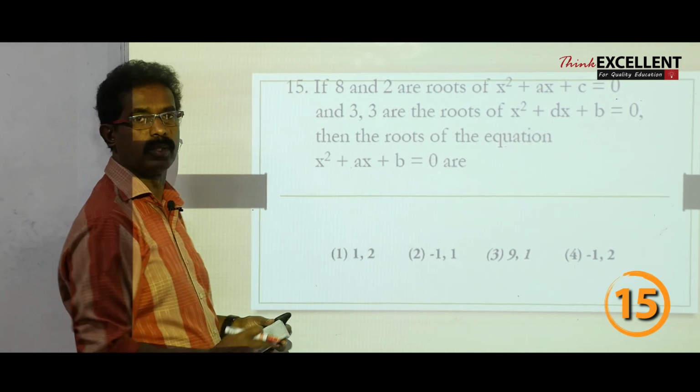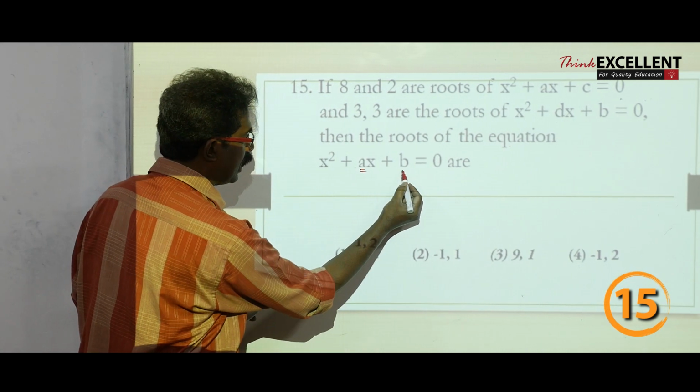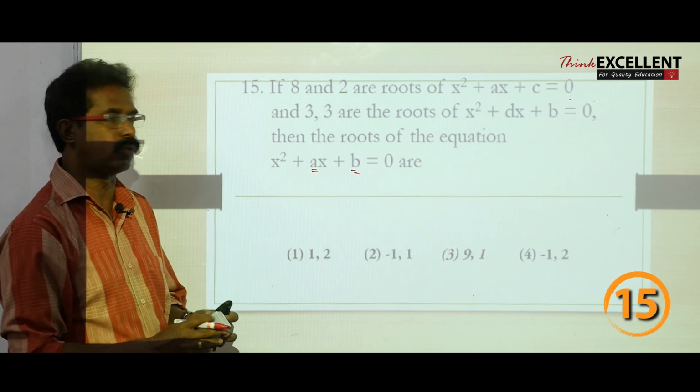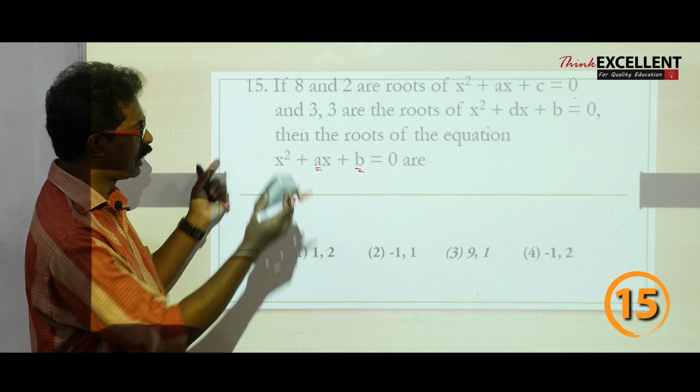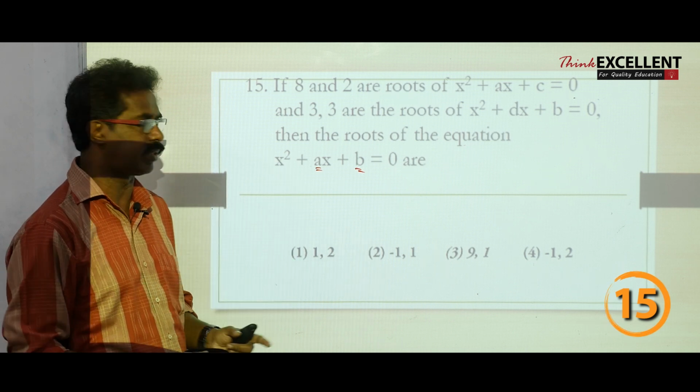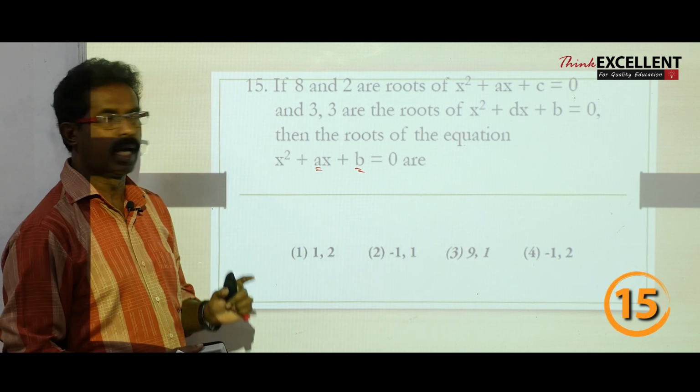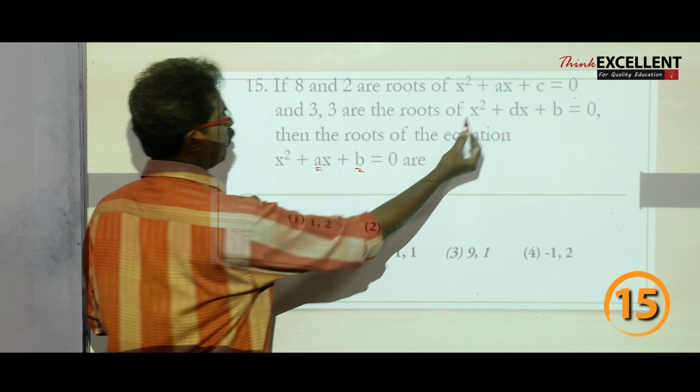But there are also two unknowns. What are the two unknowns? A and B. So our main work is to find A and B first, substitute them, then you solve it. We don't want other letters. Even if you find them, it's a waste of time. We have to find A and B. How can you find A and B? A is in the first equation.